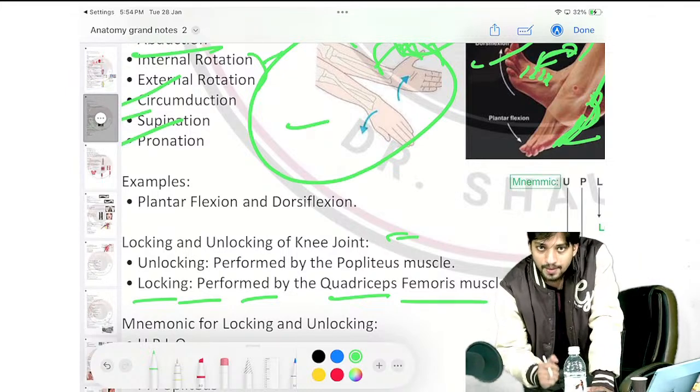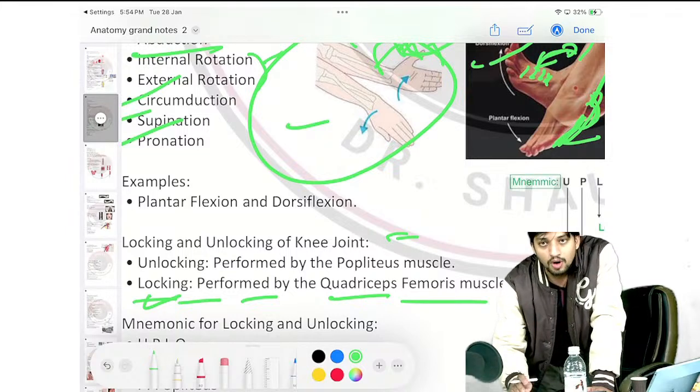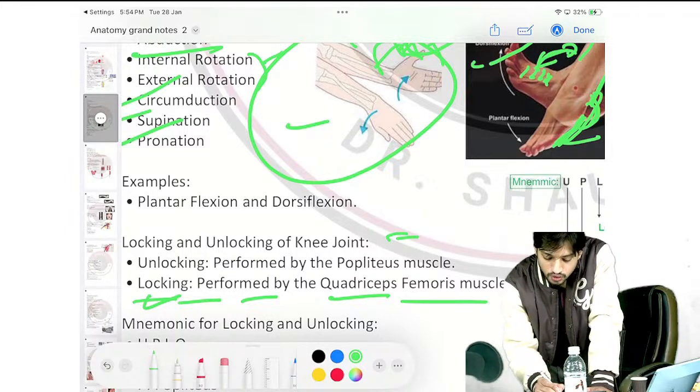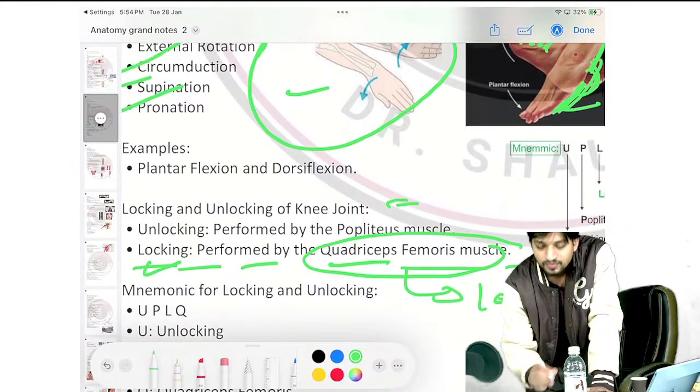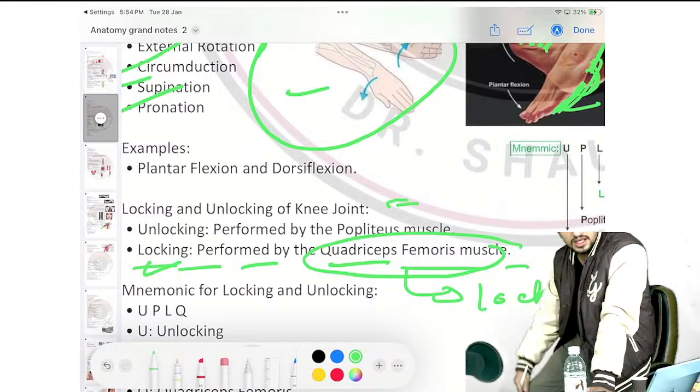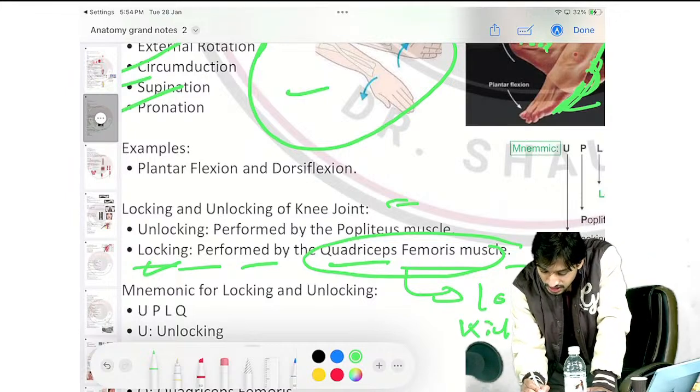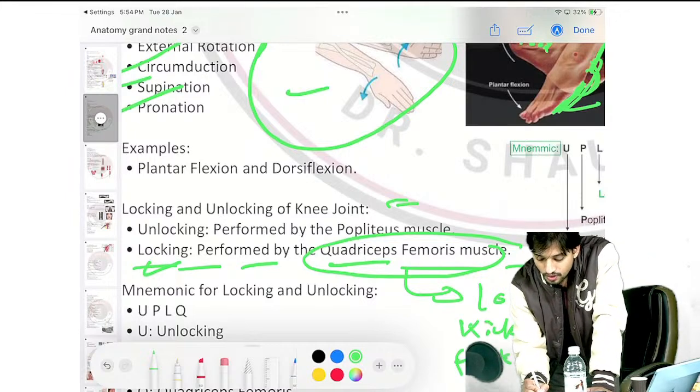Apart from that, the quadriceps femoris, which is called the footballer's muscle, can also be called the locking muscle because it locks the knee to the maximum extent. It is also called the kicking muscle and the footballer's muscle.